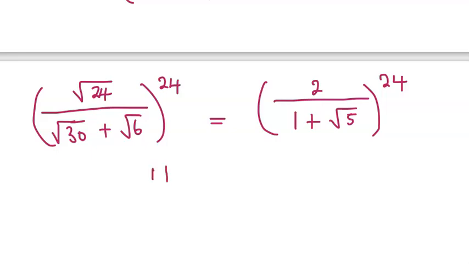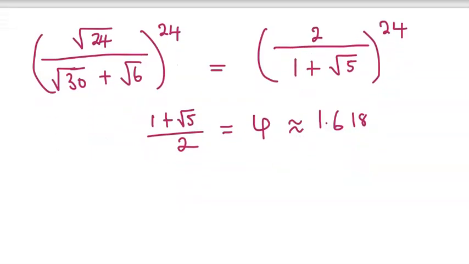We know that 1 plus root 5 divided by 2 is just equal to the golden ratio, which is approximately equal to 1.618. This number is very, very important in mathematics and science. It appears almost everywhere. Okay? But today we wish to evaluate the 24th power of its reciprocal. Then let us recall the following formula from our great mathematician Fibonacci.